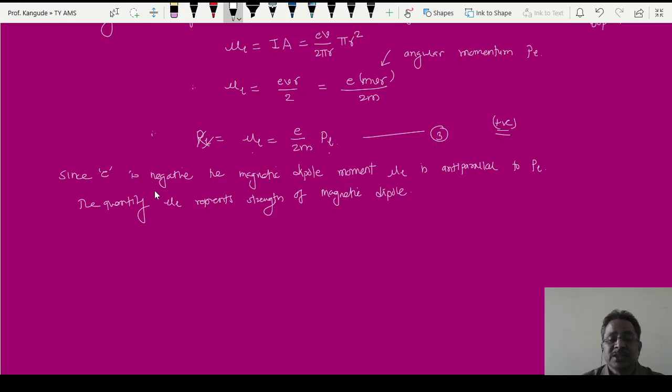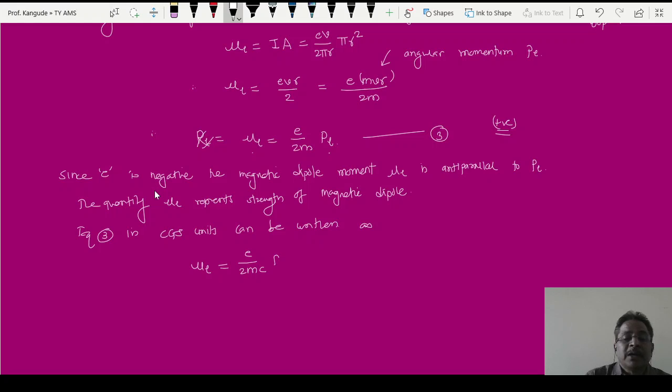So this relationship has nothing to do with atomic and molecular spectra. These are concepts which we studied, or are going to study, in electrodynamics, but they are required here to understand what type of fields exist. Okay, therefore we have already written this same relation, equation 2, equation 3, and in CGS units it can be written as mu L is equal to E upon twice m into C multiplied by PL, where C is the velocity of light.